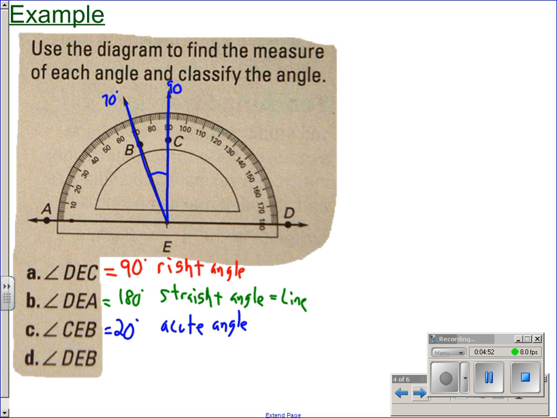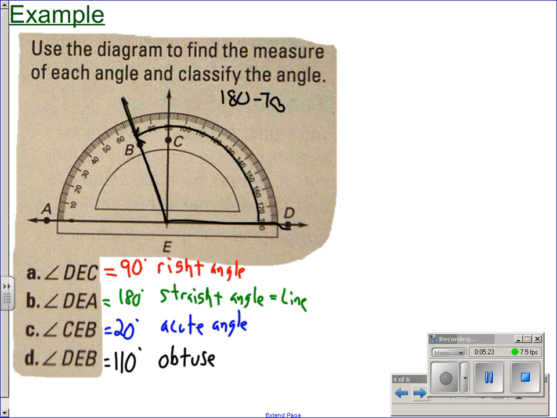All right, clean that one up. Move on to the last one, angle DEB. D to E to B. So we're starting at 180 here, going over to 70. 180 minus 70, that's a weird zero. My board's getting messed up. 180 minus 70 is 110 degrees. If the angle measurement is greater than 90 but less than 180, obtuse angle. Okay.